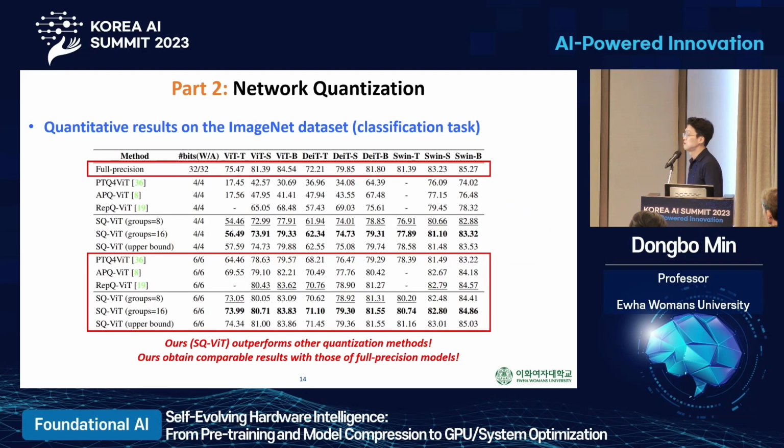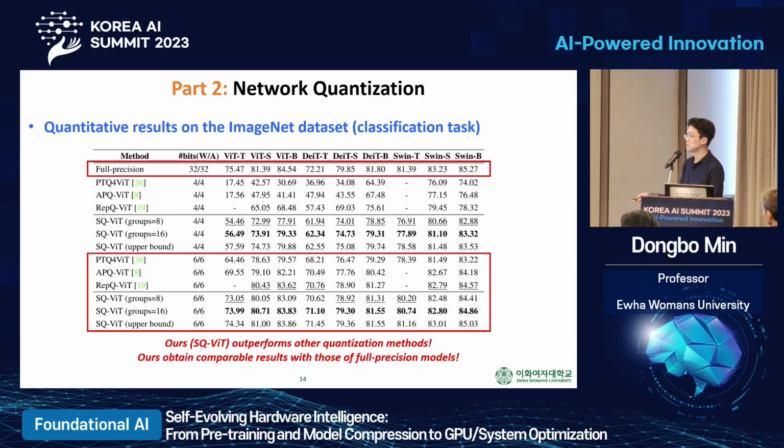Okay, so let me show a couple of the results. For instance, we apply this technique to the image classification task. And this is the full precision using 32-bit. And this is our technique. If you take a look at this one, group 8 and group 16 and upper bound, upper bound means we are applying the quantization for each channel individually. Obviously, this is going to return the best result. So this is why we call this upper bound.